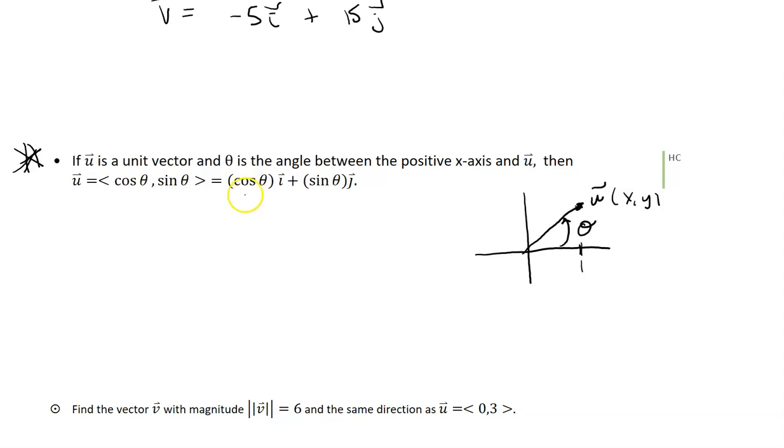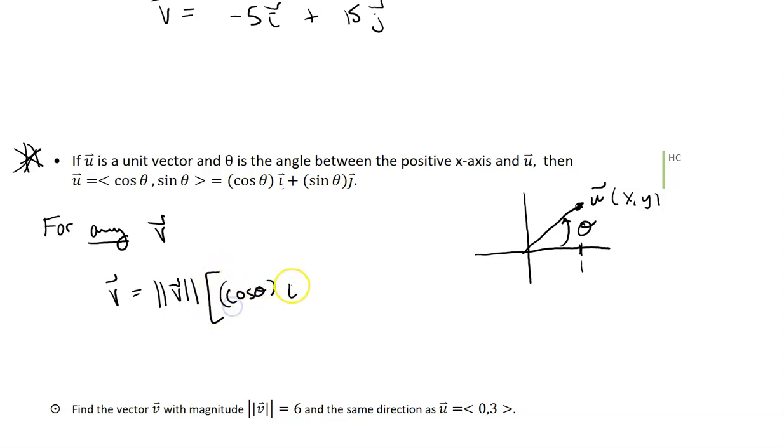We're just going to take the x and put it with the i, and the y and put it with the j. So u can also be written as <cosine of theta, sine of theta>, and cosine of theta i plus sine of theta j. So that's a unit vector, but for any vector v, v would be the magnitude of v times the cosine of theta times i plus the sine of theta times j. So sometimes this is a more convenient way to represent our vectors depending on what we're trying to do with them.